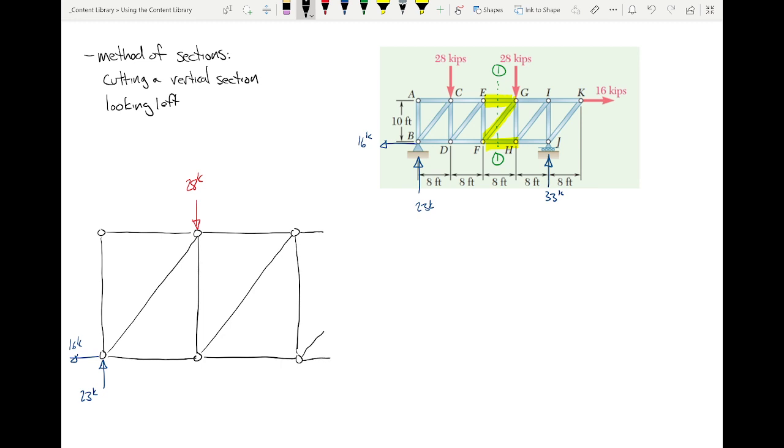Imagine this is where we made our samurai sword or lightsaber cut. Now, just for reference for what we're going to do in a little bit, I'm going to draw a shadow of what the structure would look like if it continued out here. But again, all we're considering is this component of the free body diagram. And to put some dimensions on this, this dimension here is 10 feet, and these dimensions here are 8 feet.